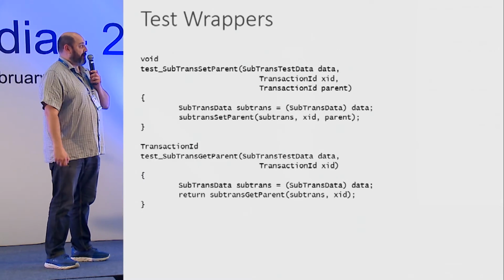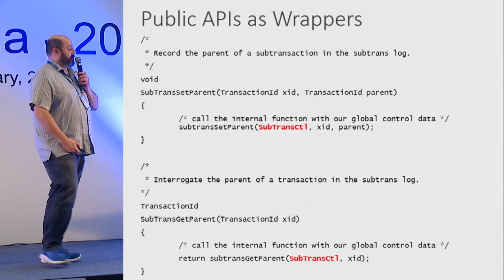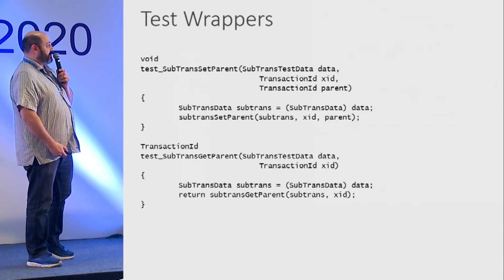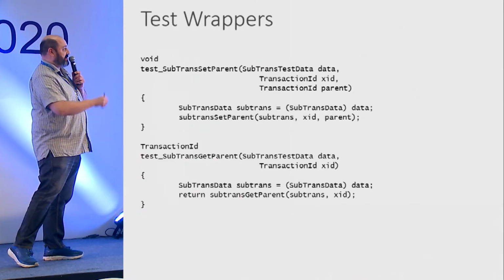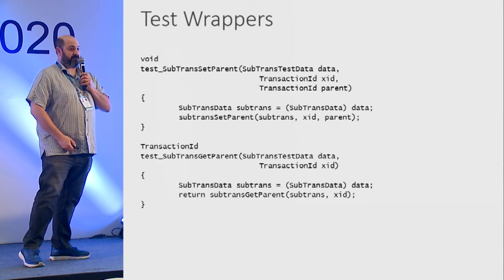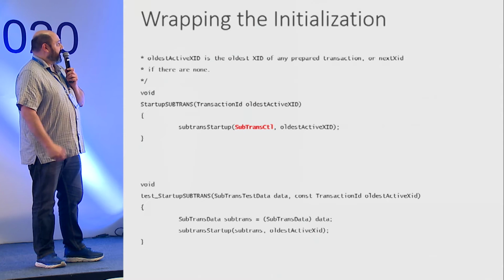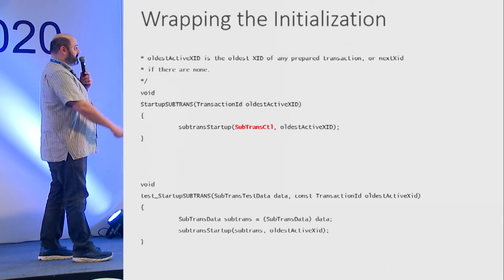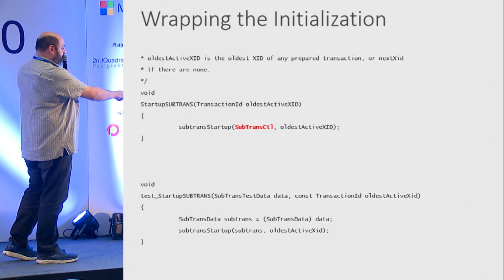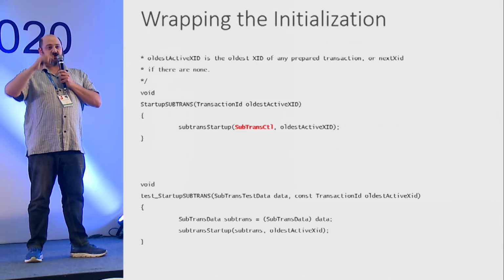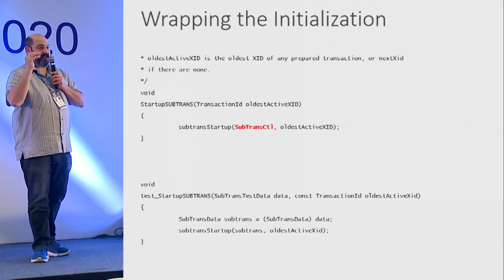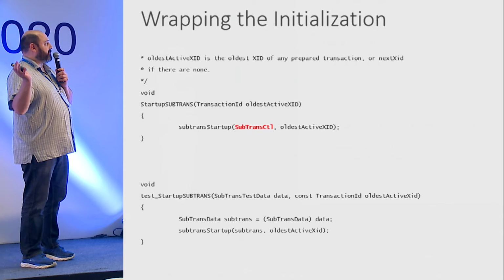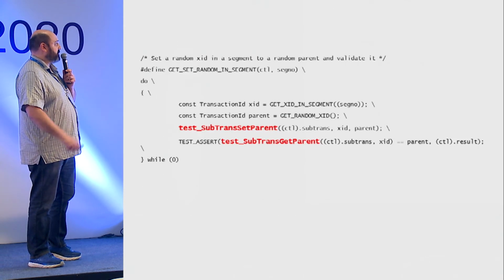And then we could write test wrappers as well. So the public API would call lowercase Subtrans set parent passing in the global, and then test Subtrans set parent passes in some test data structure and then calls the same internal API. So now we can do initialization of multiple Subtrans subsystems at once, the regular startup Subtrans and then a test startup. Again, all the actual code is factored out so that it's not assuming any globals, but the external APIs are kept the same. So anything that calls Subtrans doesn't change, it's all the same.